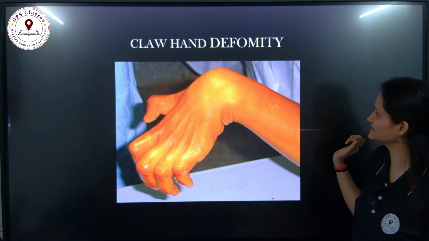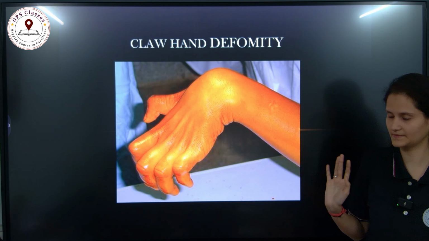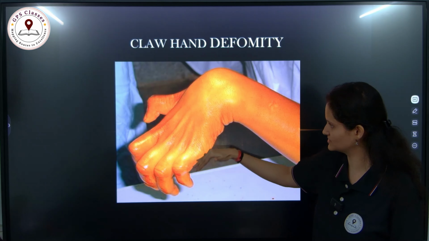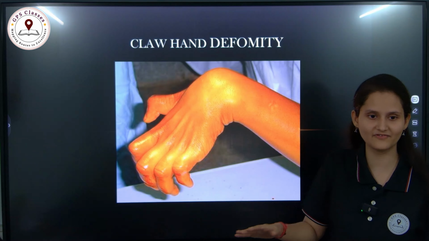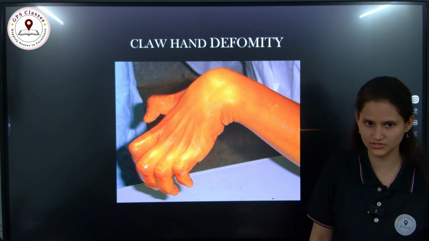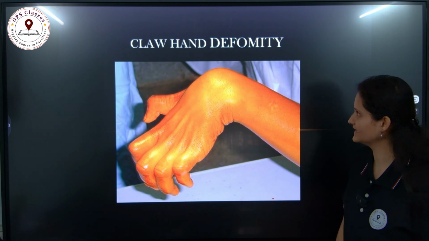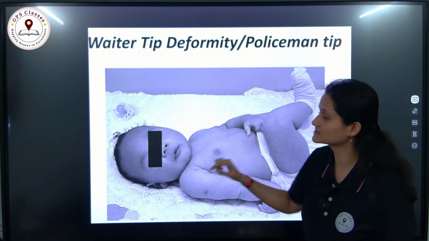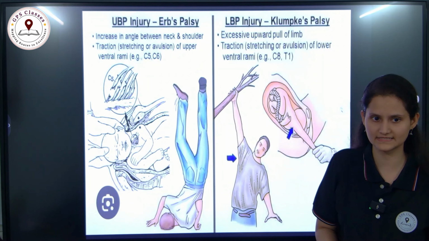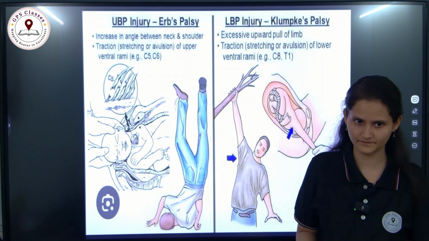Now, what is the deformity that is seen? So this is the deformity. The deformity is called claw hand deformity. So what do we see? In this, there is hyperextension of the metacarpophalangeal joints, and flexion of the interphalangeal joints. So it gives an appearance like a claw of a bird, right? The muscles involved in Klumpke's paralysis are all the intrinsic muscles, because the main nerve that will be injured is the ulnar nerve, right?